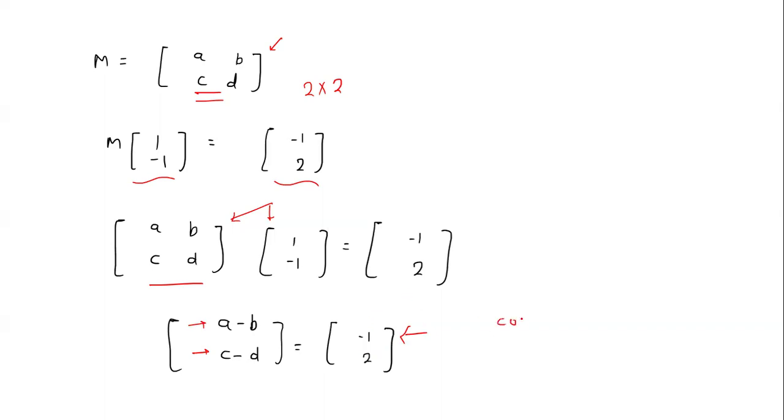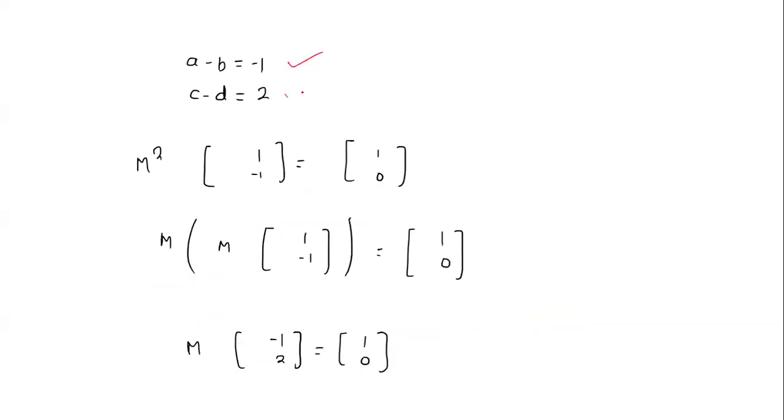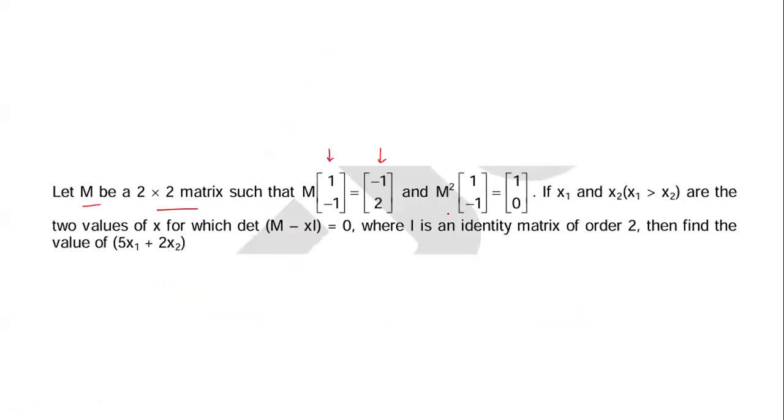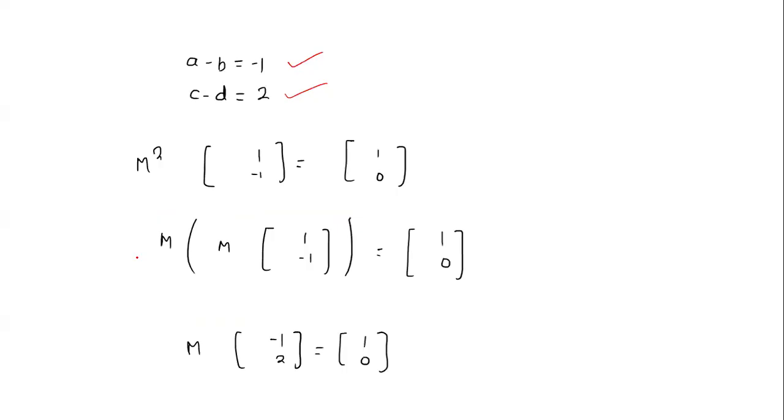So you can compare both the matrices. A minus B is equal to minus 1, and C minus D is equal to 2. So we have this equation and this equation. So we got two equations from the first information. The second information is M square multiplied by this vector will give us this vector. So what we can do, we can write M square as M multiplied by M, and we have this vector here. So we can combine one M and this vector, and the right hand side we have this vector.